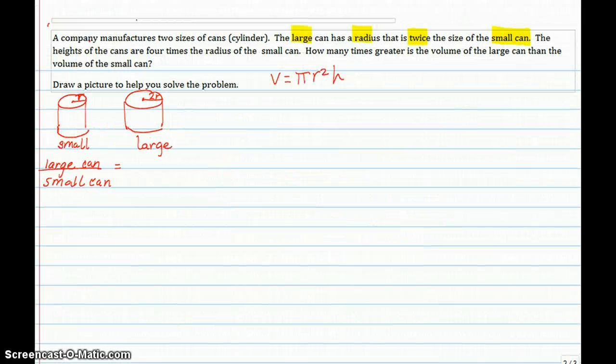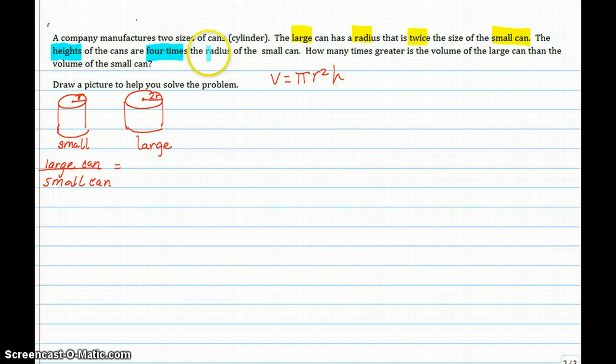Okay, the second word problem on your sheet is a company manufactures two sizes of cans. Cans are a cylinder shape. The large can has a radius that is twice the size of the small can. I highlighted the important information there. The heights of the cans are 4 times the radius of the small can. So this is another bit of important information.